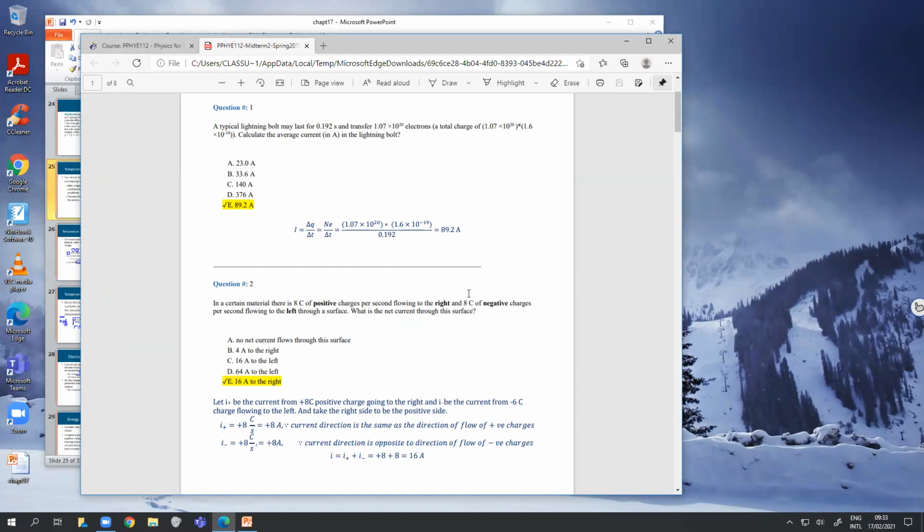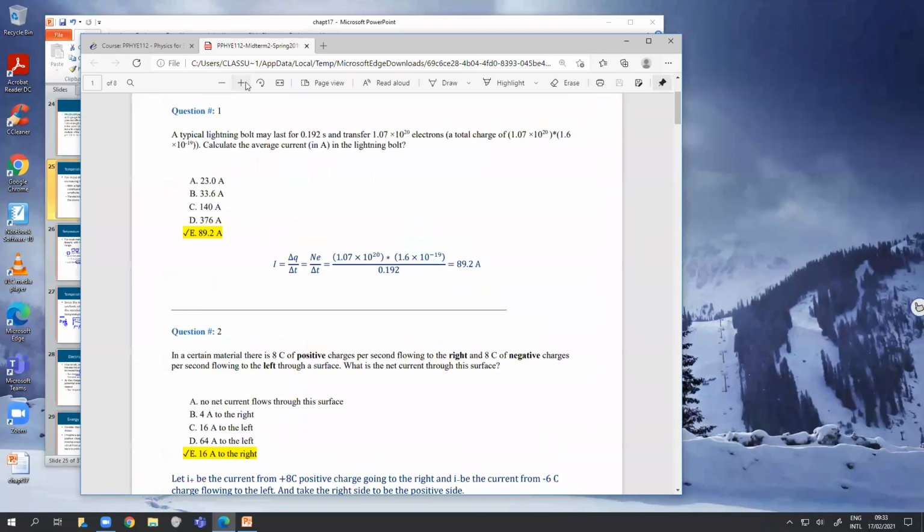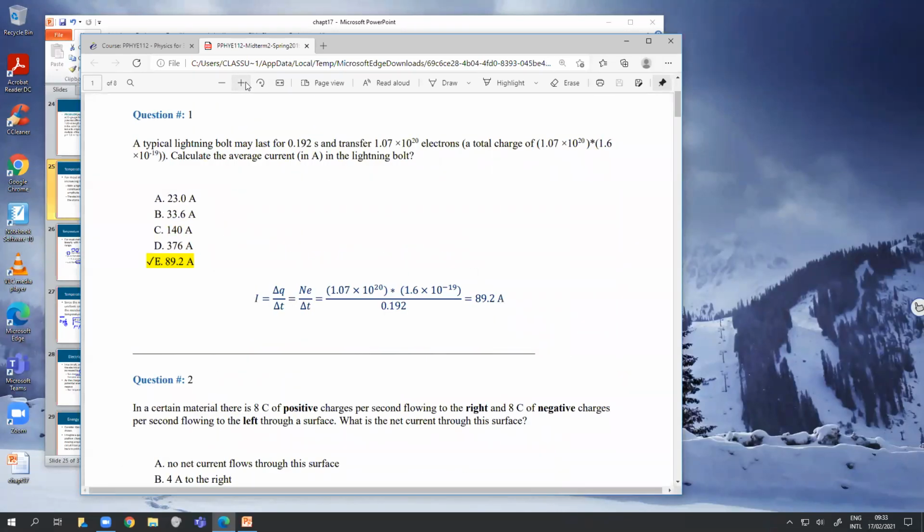Okay, anyway, I was telling you, we finished the slides, chapter 17. Now it is time to do a review to see whether we can apply what we learned in solving questions. Okay, let me increase the font size. Question number 1.